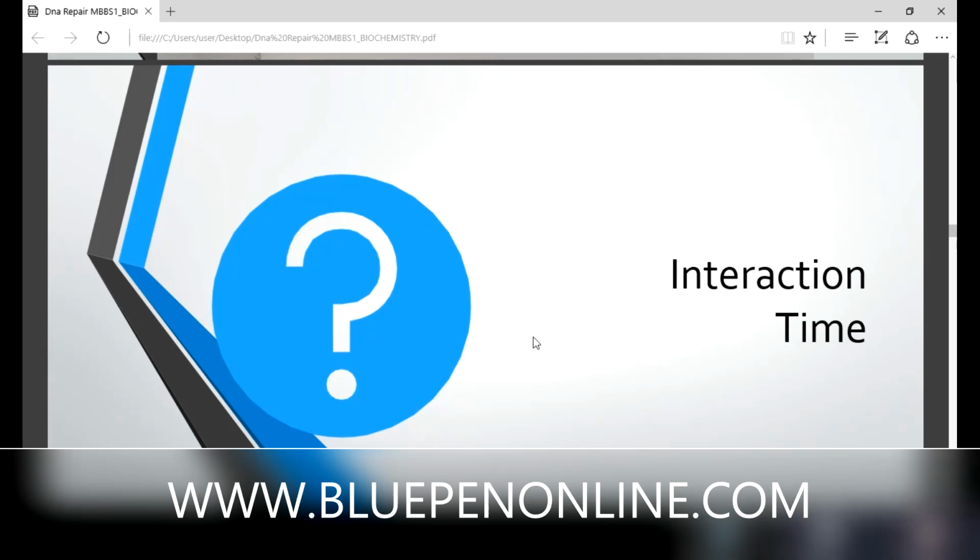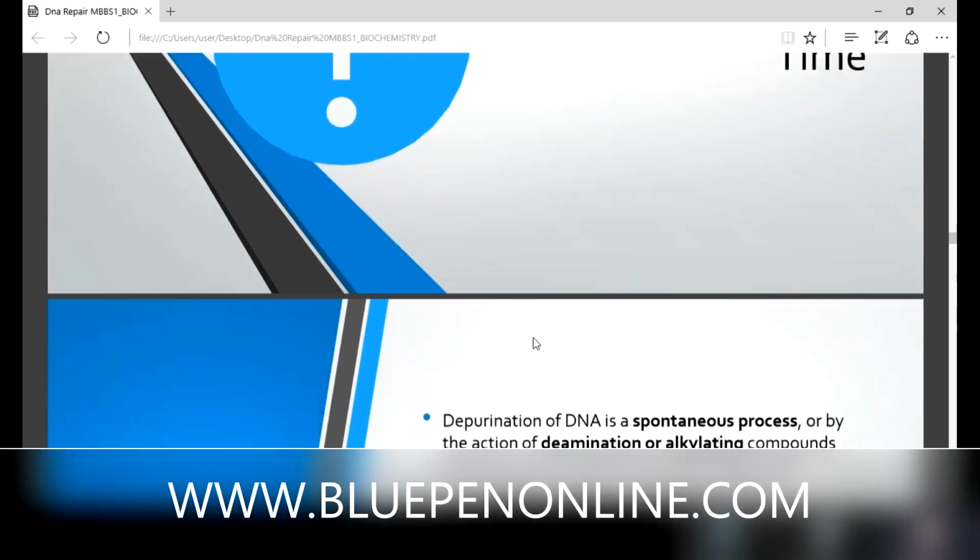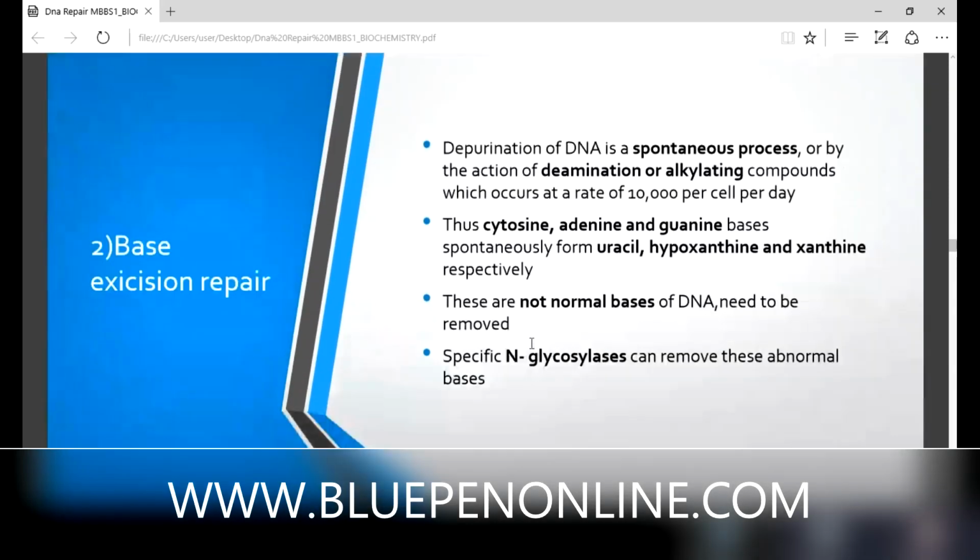Then next we are entering into base excision repair. It's another process, that is depurination of DNA. It is a spontaneous process, or occurs by the action of deamination or alkylating compounds, at a rate of 10,000 per cell per day. So this is also common.